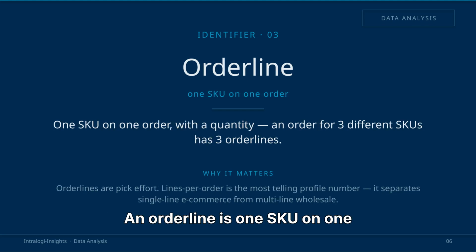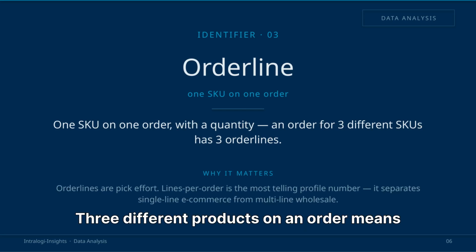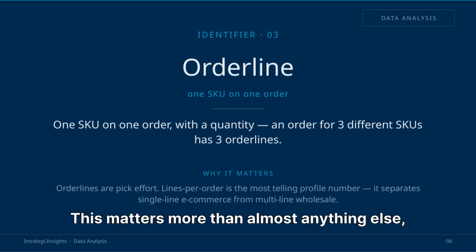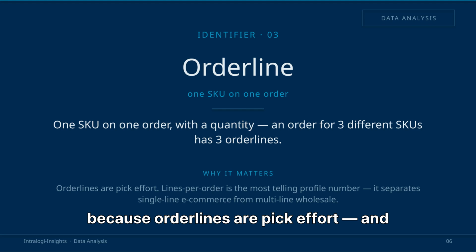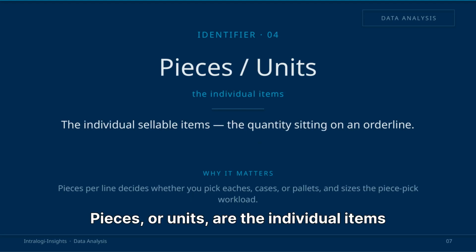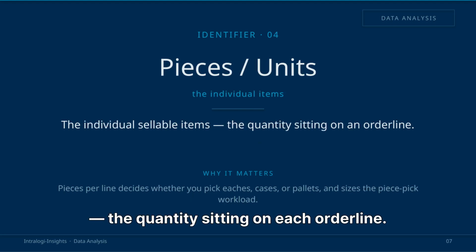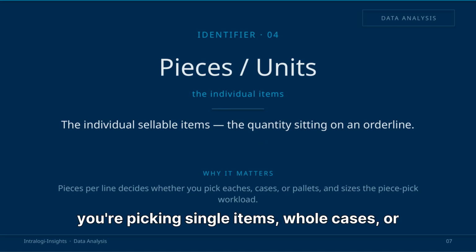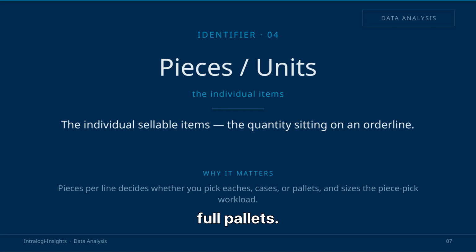An order line is one SKU on one order with a quantity. 3 different products on an order means 3 order lines. This matters more than almost anything else because order lines are pick effort, and lines per order tells you whether you're a single-line e-commerce shop or a multi-line wholesaler. Pieces, or units, are the individual items, the quantity sitting on each order line. How many pieces per line decides whether you're picking single items, whole cases, or full pallets.